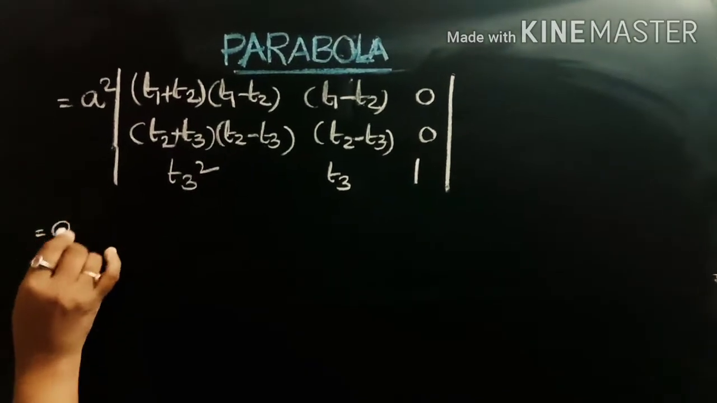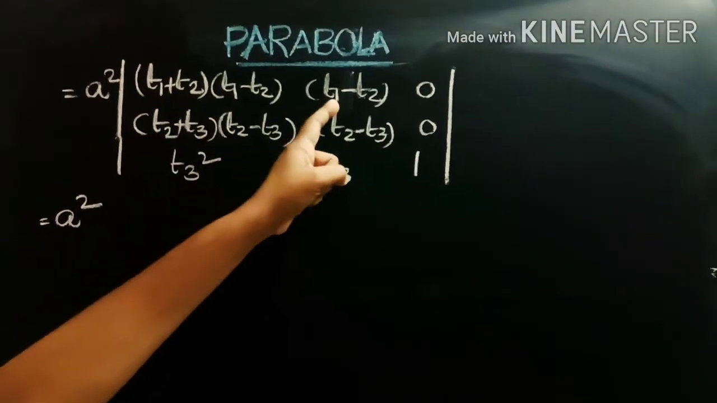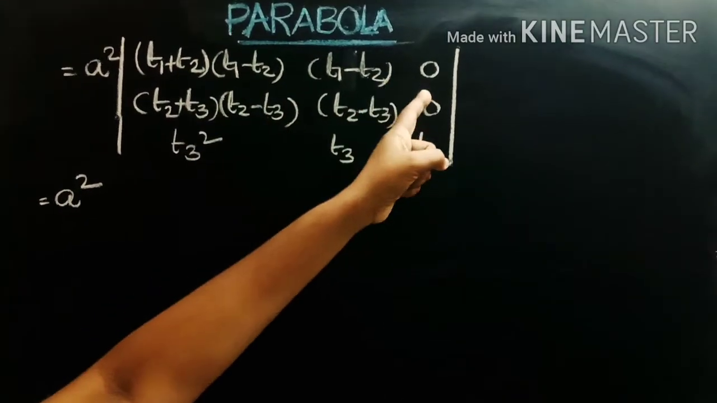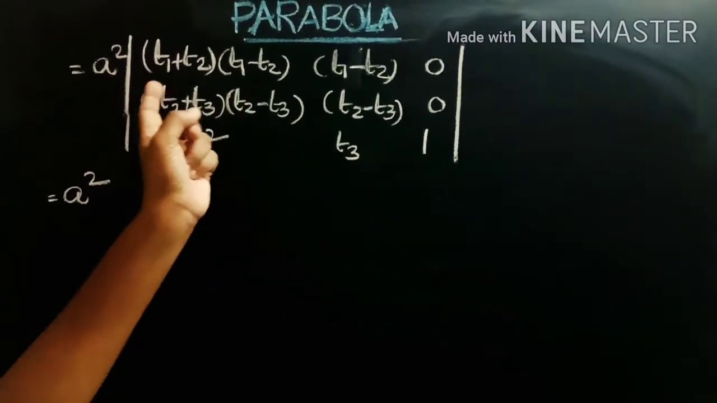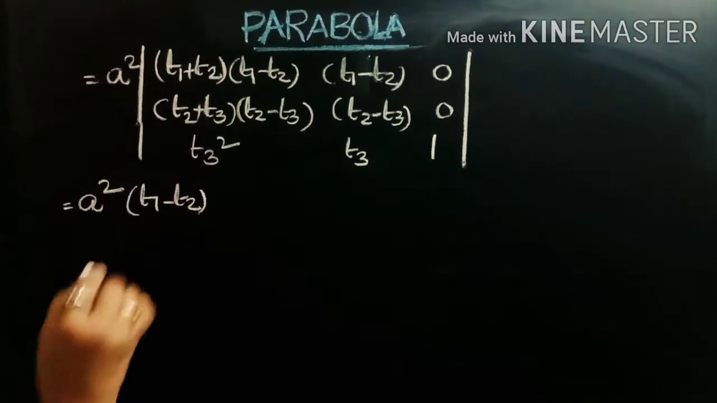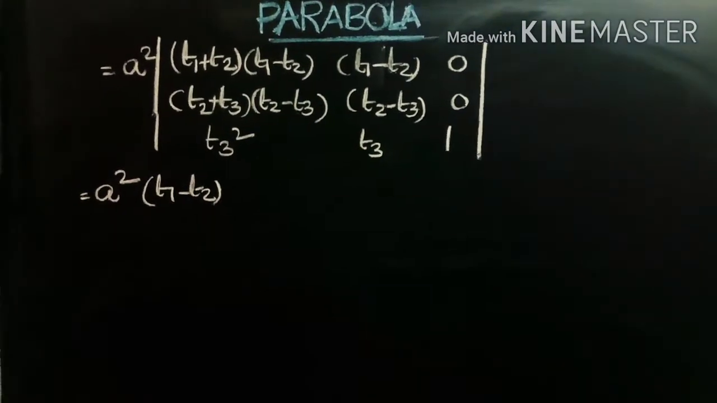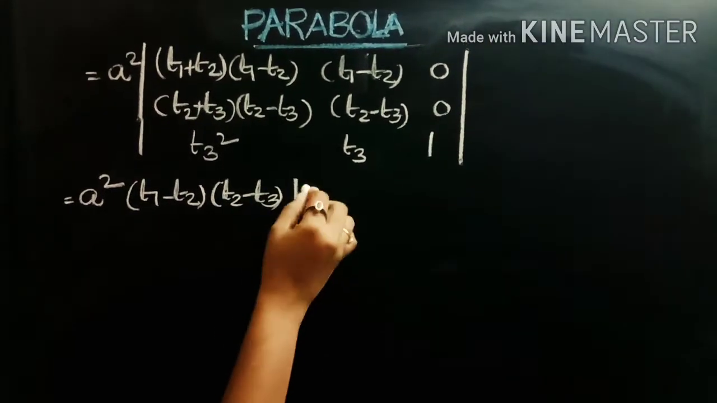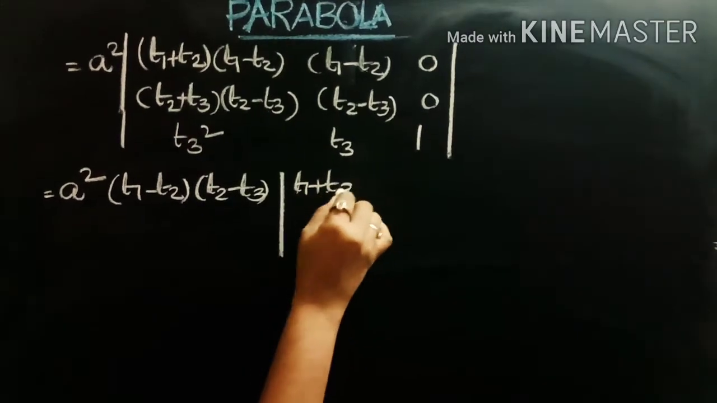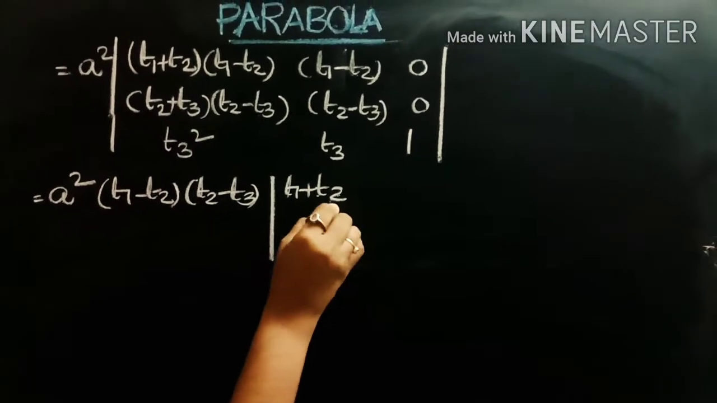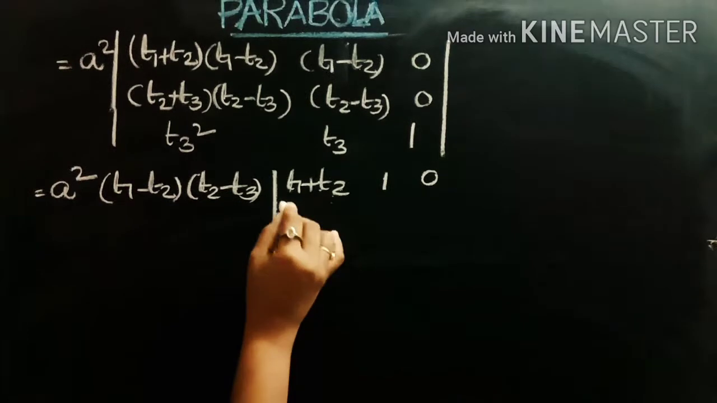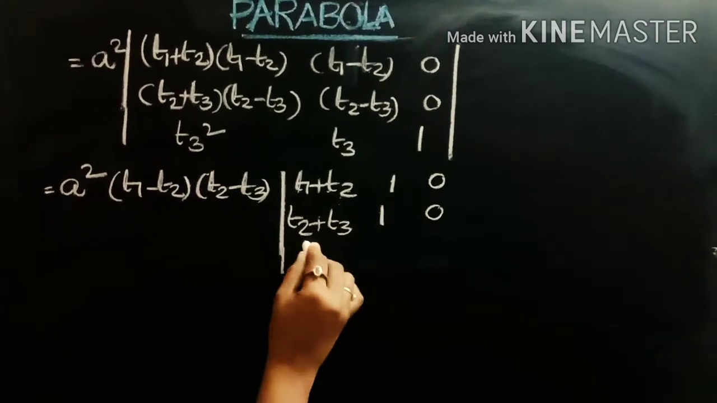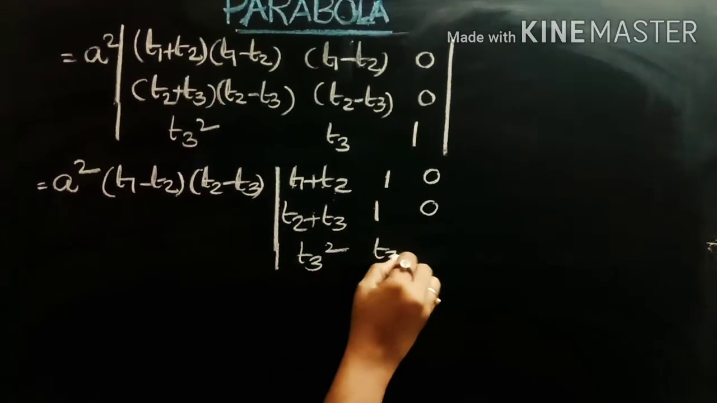This is equal to A square into, now here t1 minus t2, t1 minus t2 is the common term in the first row, since 0 into t1 minus t2 is 0. And here taking t2 minus t3 common from the second row, that is t2 minus t3 into, now writing the remaining values. The first row, first value is t1 plus t2, and 1, 0. And here the first value is t2 plus t3 and 1 and 0. And the last row is t3 square, t3, 1.